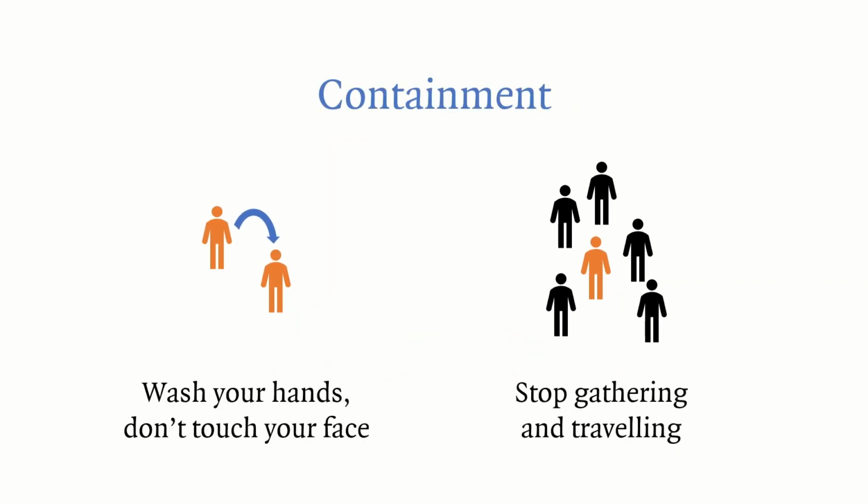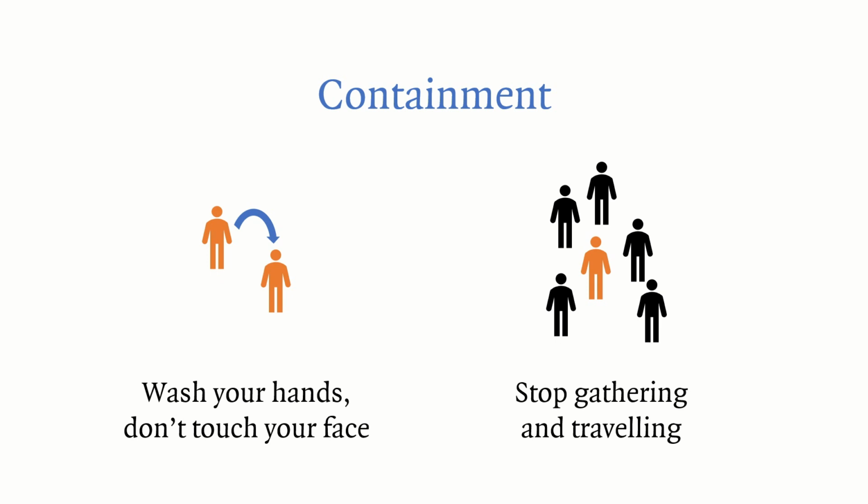So that is why it is recommended to use measures of containment, namely washing your hands and not touching your face, so that if there is a transmission of virus, you reduce the probability of success of that transmission. And then you have to stop gathering and traveling and adopt social distancing to reduce the average number of people that you interact with. So these recommendations do not come from best practice. These recommendations come from a mathematical equation. So we need to follow these recommendations.